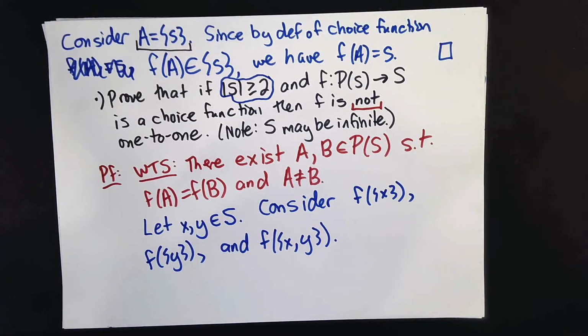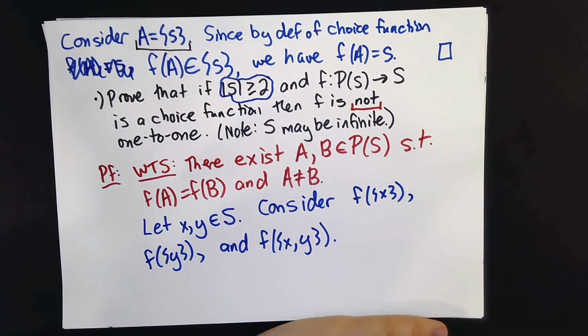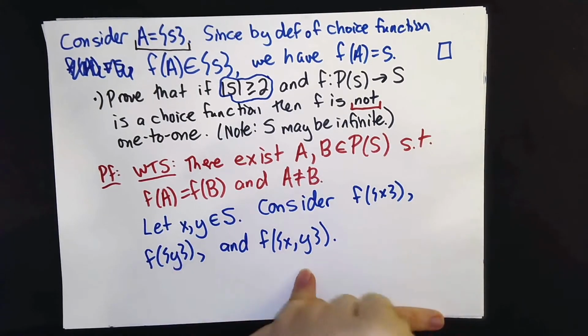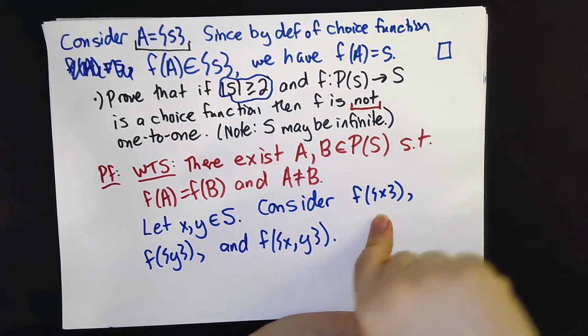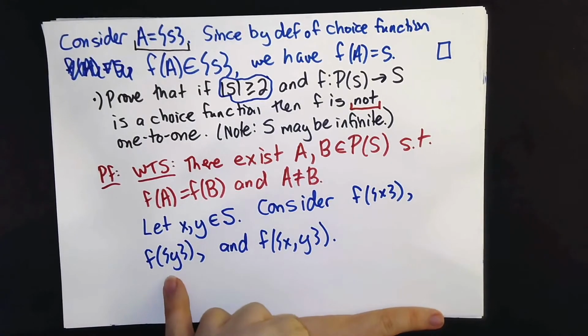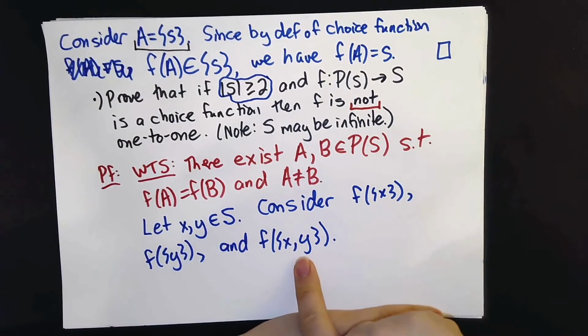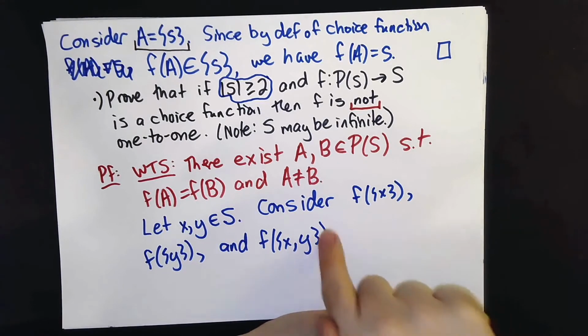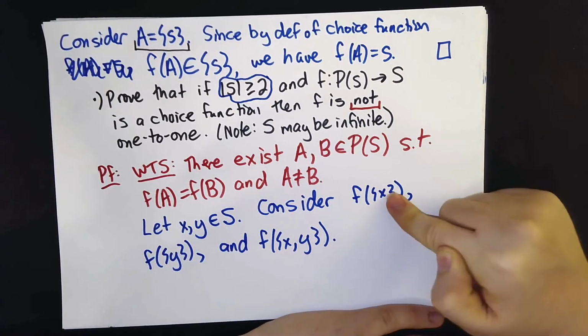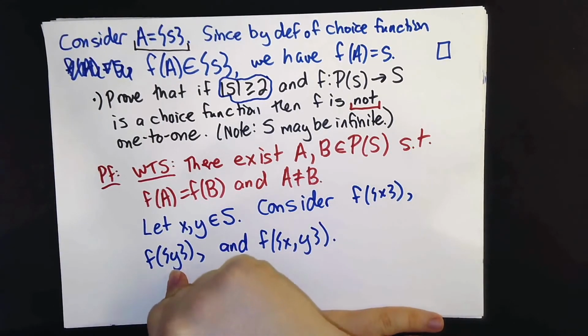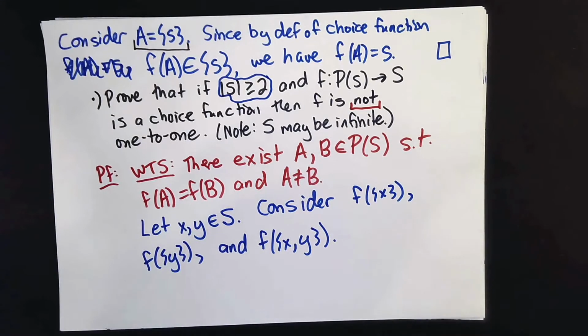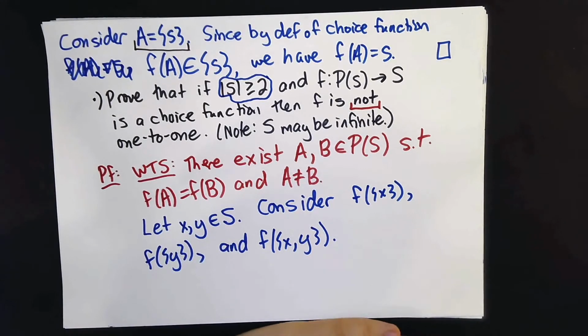Here's what's happening. By the definition of a choice function, all 3 of these things are either x or y. In fact, this one is definitely x, this one is definitely y, and this one has to be x or y. But that's a problem because it means f of the set xy is always the same as f of the set x or f of the set y. Again, the reason why this is true is because what is a choice function? It's a function where I send each subset to one of its elements, and there are only 2 elements here.